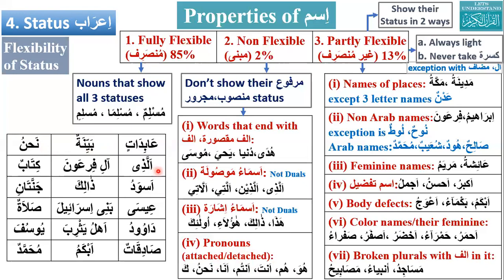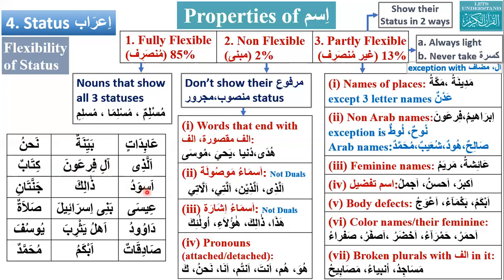Allazi, Manal. Non-flexible, because it is a small masula. So all the asma masulas are non-flexible. Ali Fir'auna, Hassan. Partly flexible? Fir'aun is, yes, partly flexible. So it could be Fir'aunu, Fir'auna. It cannot be Fir'auni. You see? Usually mudaf ilayh should be majroor, no? But it's Fir'auna. So here Fir'aun has a majroor status. Kitabun, Manal. Fully flexible. Excellent.